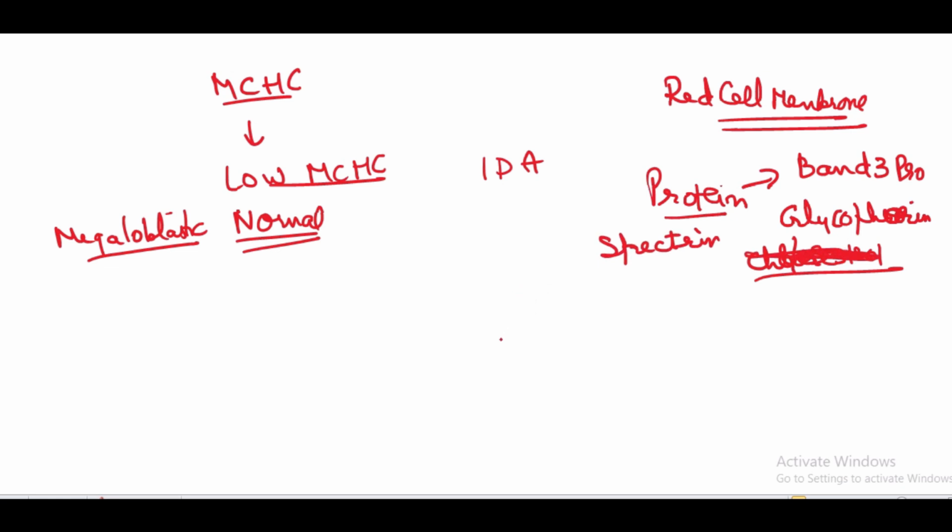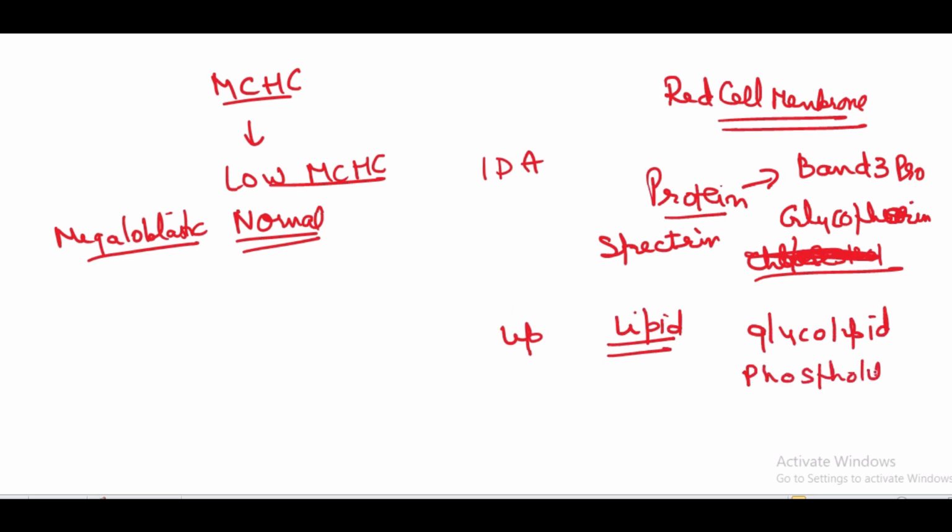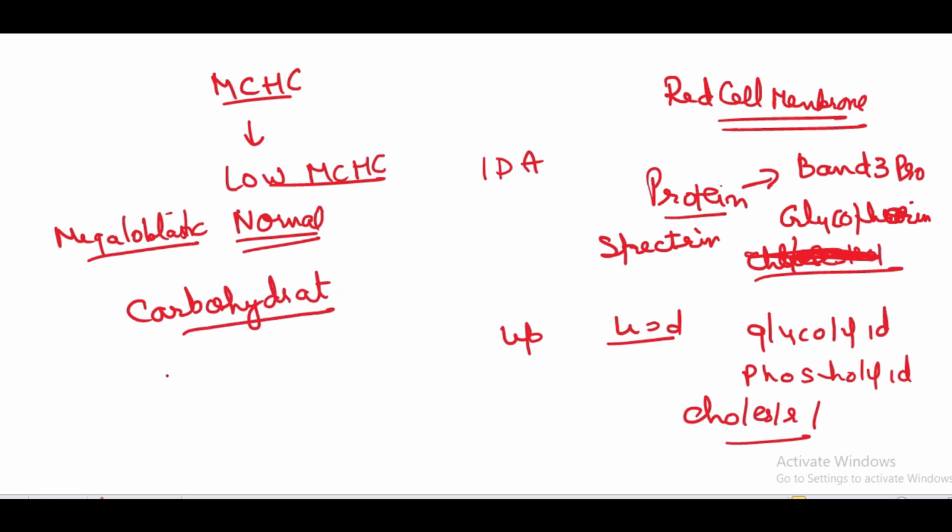Whereas the lipids are the glycolipid, phospholipid, and the cholesterol. Apart from that, there is carbohydrate. It forms a lattice-like network attached to the membrane inner surface. So that gives the red cell its biconcave shape.